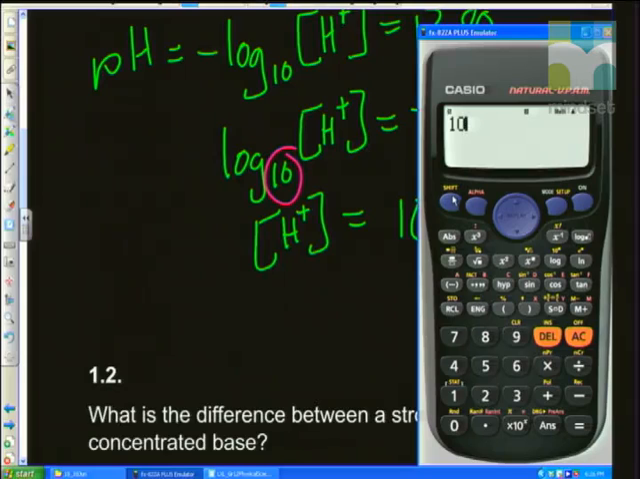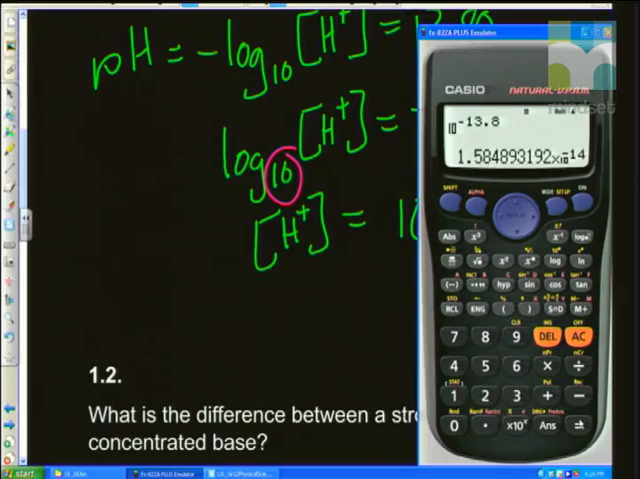I want second function, and I've put the two things in place. Let me just undo that. I'll delete it. So delete that, and I'm going to go second function, 10 to the power, and I want negative 13,8. Hope you've got that. Not difficult. It's with the log. I hope you could see that.